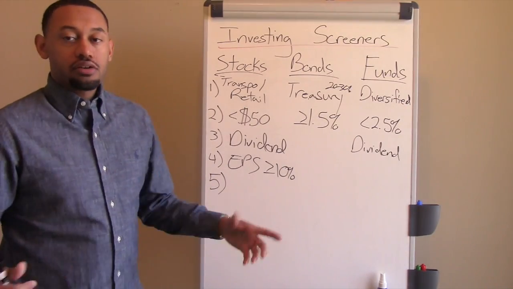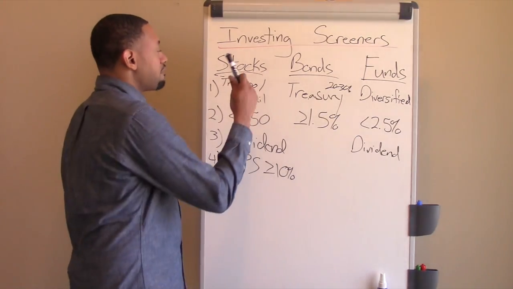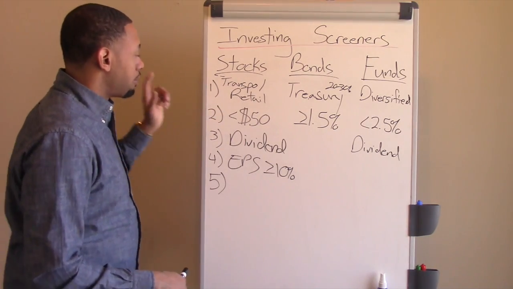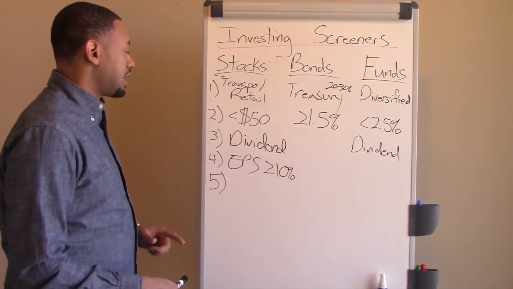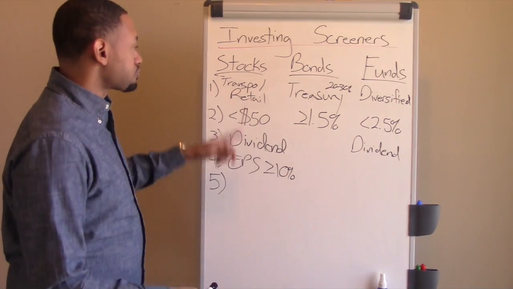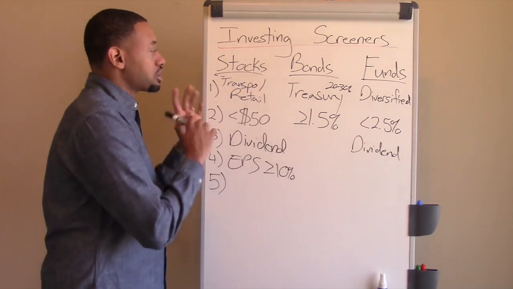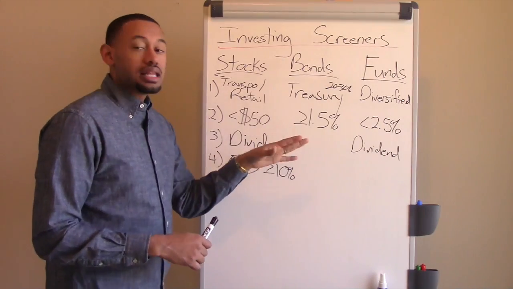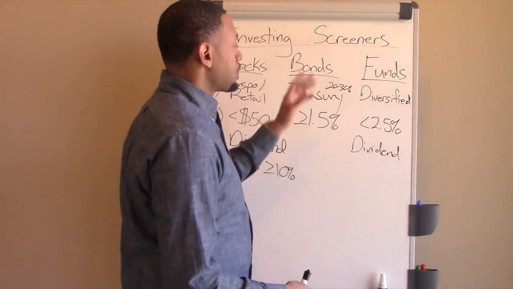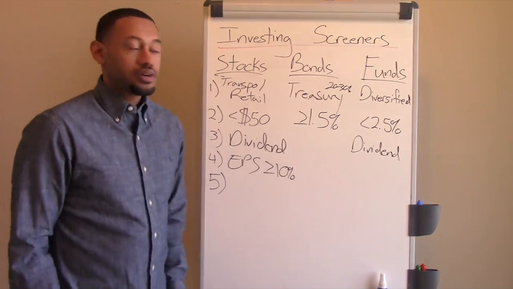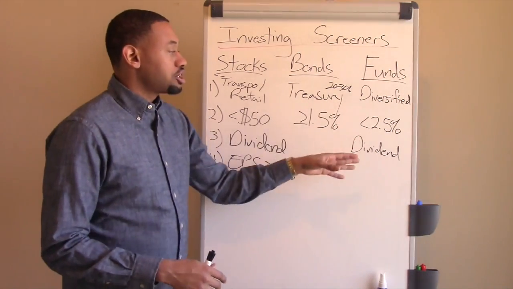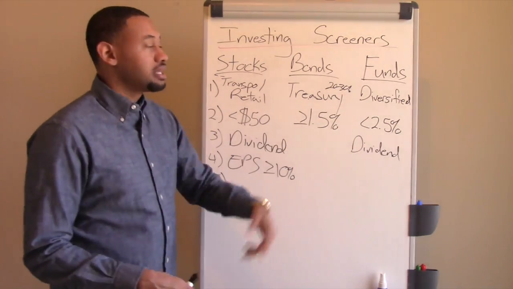So let's say you want to have a diversified portfolio. You say, I'm going to buy 5 stocks this year. They're all going to be in either transportation or retail. I'm going to buy them for less than $50. All of them are going to have dividends, and they're all going to make at least 10% more every year. Then I'm going to get some bonds, but I'm only going to get treasury bonds, and I need to get at least a 1.5% interest rate payment back. And lastly, I'm going to get a few funds. I might get an index fund or ETF, but I want to make sure that those funds are diversified, their expense ratio is less than 2.5%, and they pay a dividend.